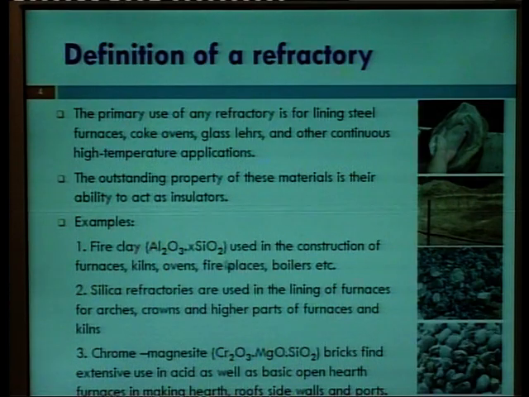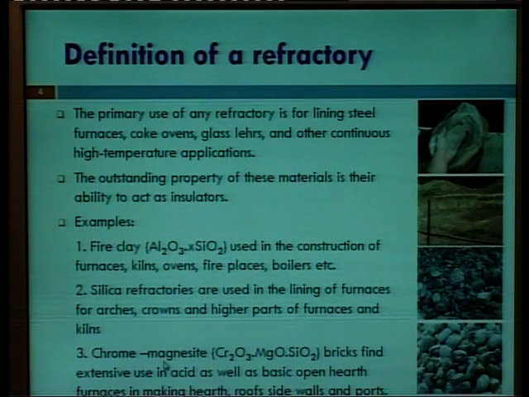So, fire clay, where do we use it? We use it in the construction of a furnace, kiln, oven, fireplace, boiler inside, etc. Therefore, this is a refractory example. Silica refractories are used in lining of furnaces, of arches, crowns and higher parts of the furnaces and kilns.